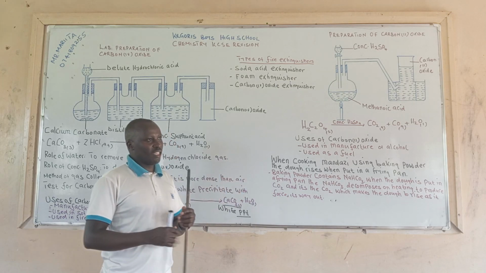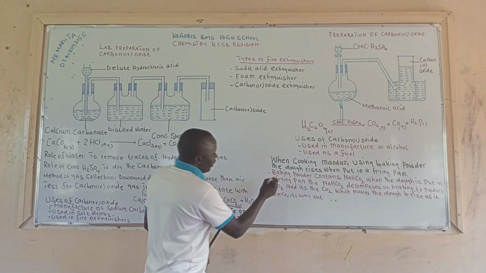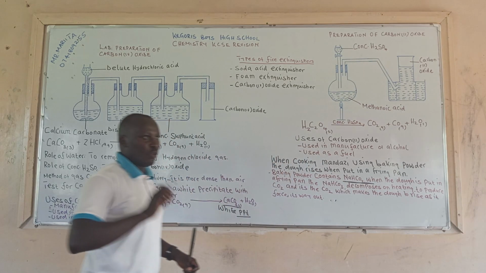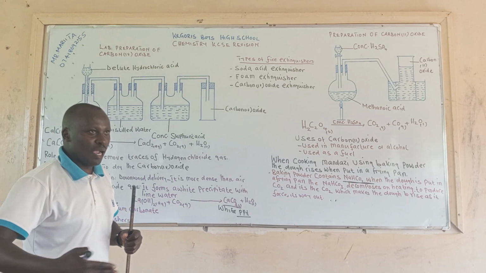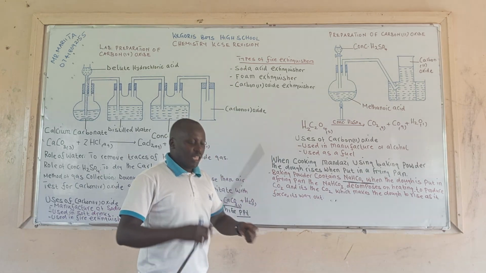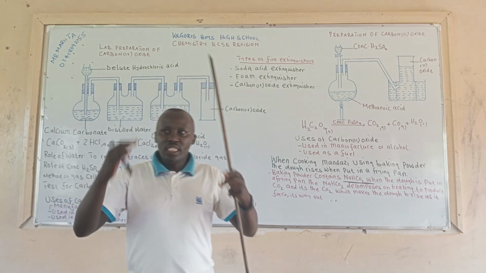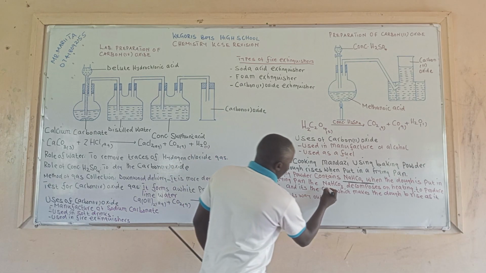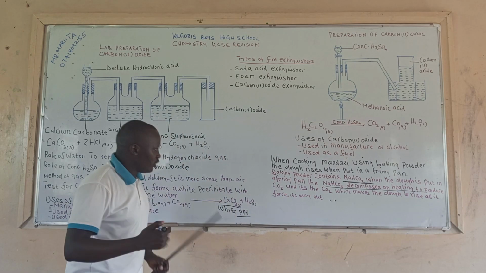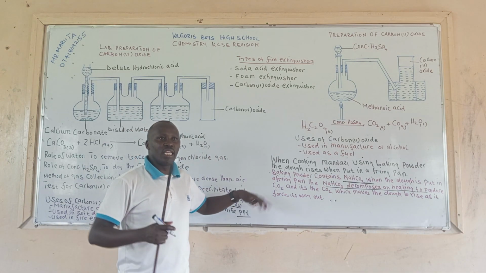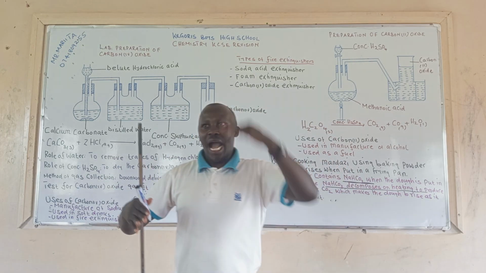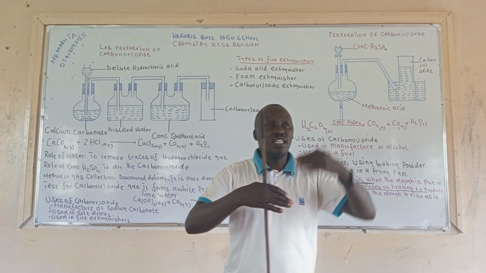What you need to understand is that baking powder contains sodium hydrogen carbonate. So when the dough is put in the frying pan, the sodium hydrogen carbonate decomposes on heating. In the process of decomposition, it produces carbon dioxide. It is this carbon dioxide which makes the dough rise as it forces its way out.